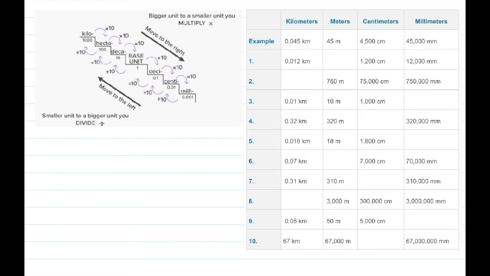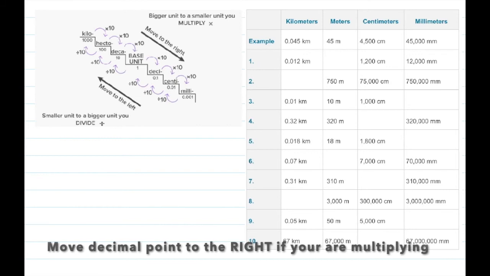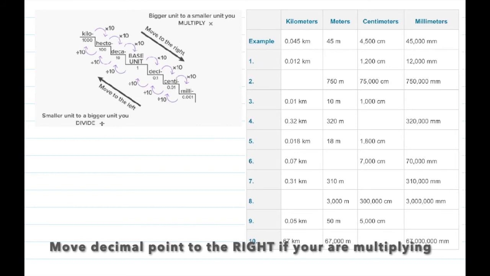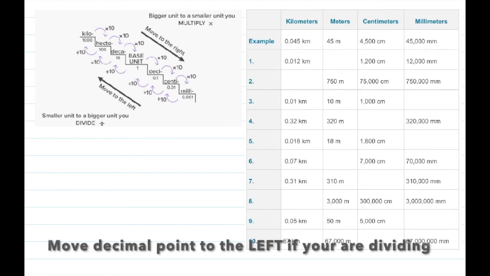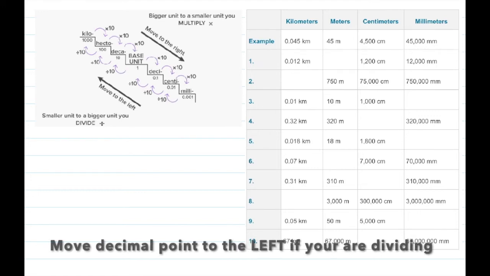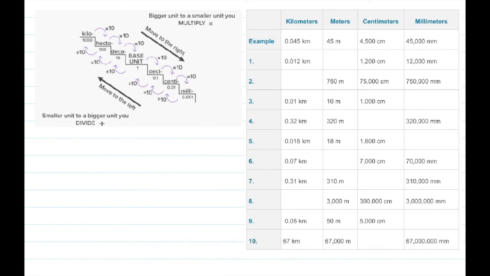Here it changes a little bit because, if you notice, we have decimals in this part. When we're working with decimals, it works the same way. If we move to the right, we move the decimal to the right as many times as the steps we have. If we have to divide, we move it to the left, the same number of steps. Let me give you an example.